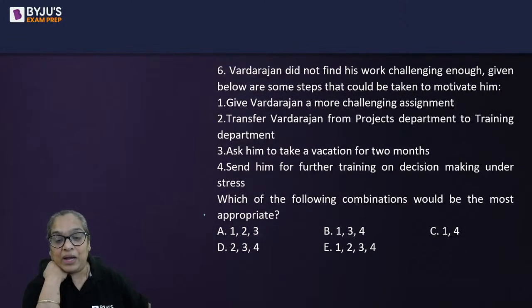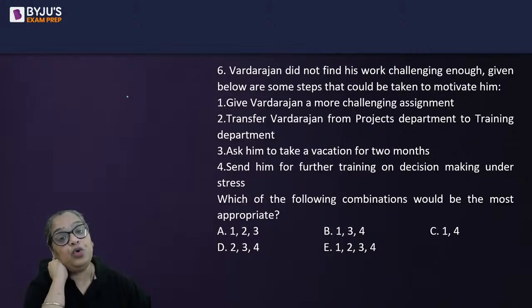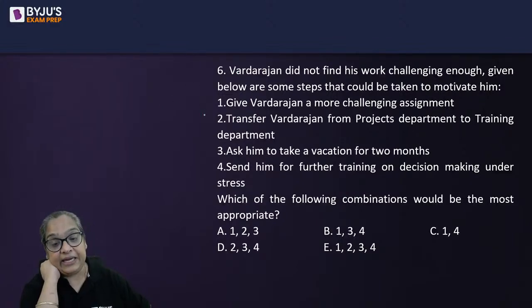This is another one. We are being given a combination of options, but not rank order. There are two kinds: one which says 1, 2, and 3, and one which says order it in ascending or descending order. That's called rank order preferences. Here, this is just which is the most appropriate combination for motivating Vardarajan.